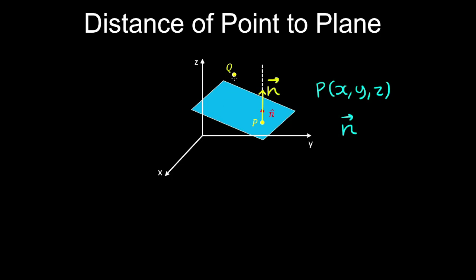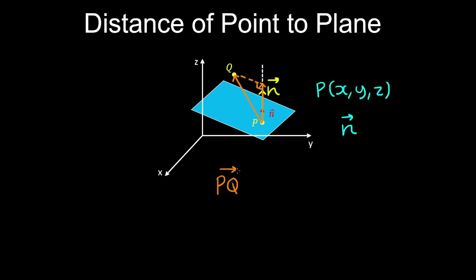So the distance from any point Q to the plane is the length of the projected vector, being PQ, onto the normal vector. So the projected vector will look something like this, and it's in the direction of the normal vector.